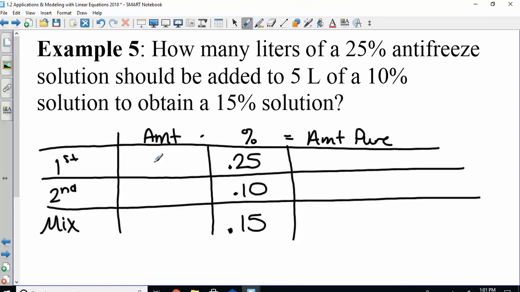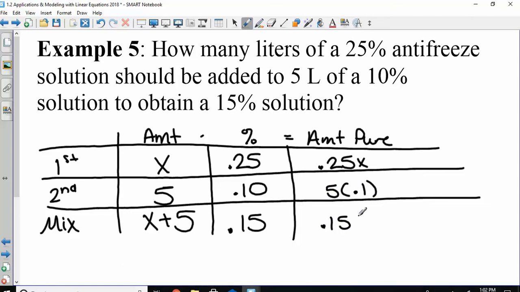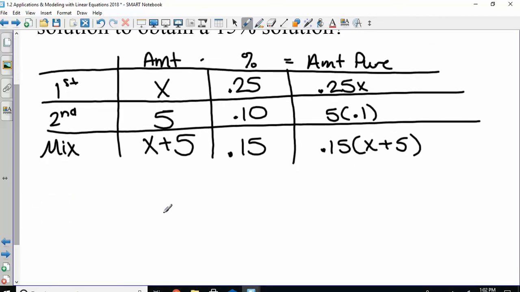Okay, how many liters of a 25%? So I do not know the amount of 25, so that would be X. Should be added to 5 liters of a 10%. So my 10% is 5. So what would my mix be? Adding them together to get my total. That's all I need. Now we can just start multiplying. X times 0.25. 5 times 0.1, you can go ahead and multiply those if you want. I'm just writing it out to show you what I'm doing.